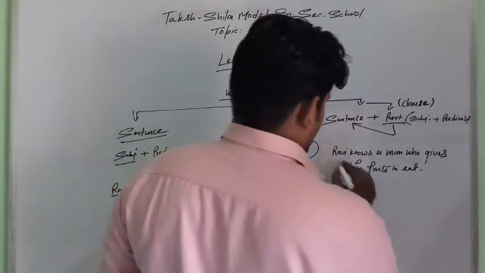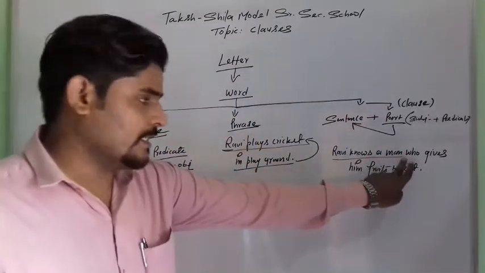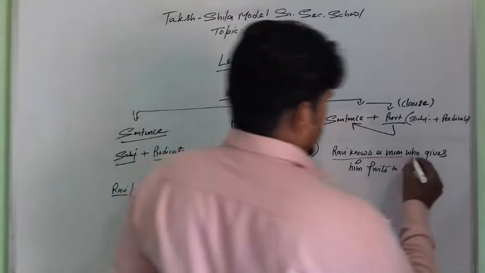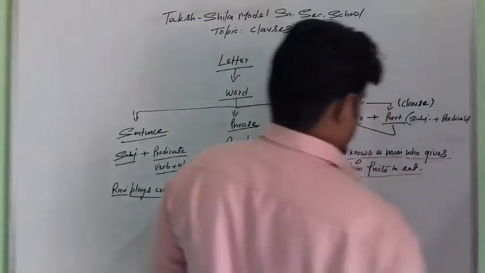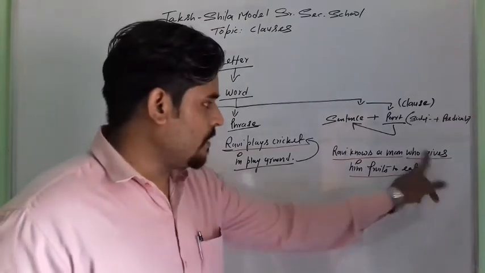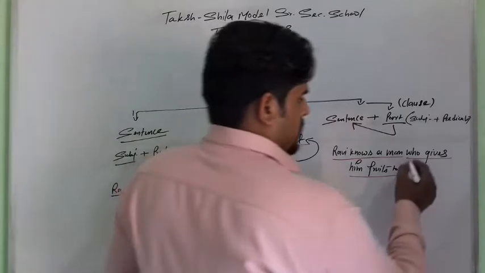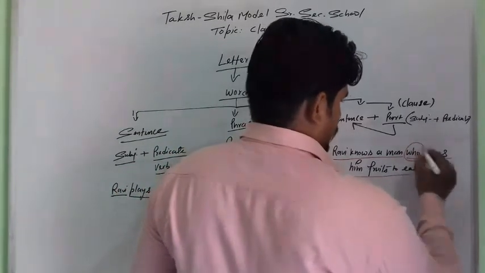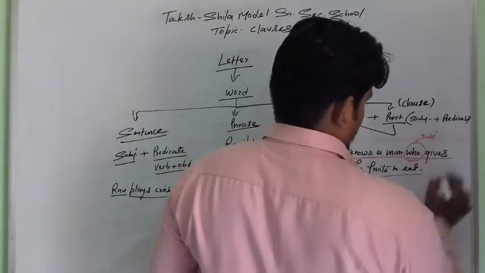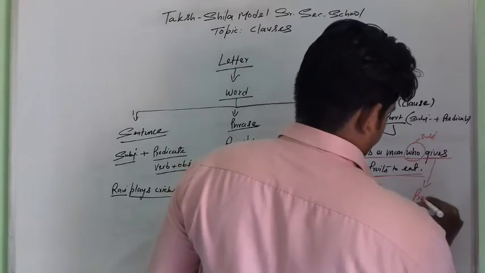In this sentence, "Ravi knows a man" is actually a sentence, and "who gives him fruits to eat" is a group of words that is a part of this sentence, and it has its own subject in the form of "who." This is the subject, and the predicate "gives him fruits" is the predicate.